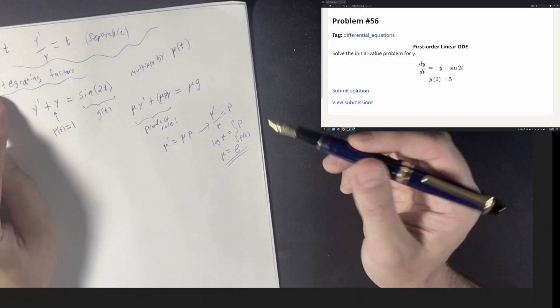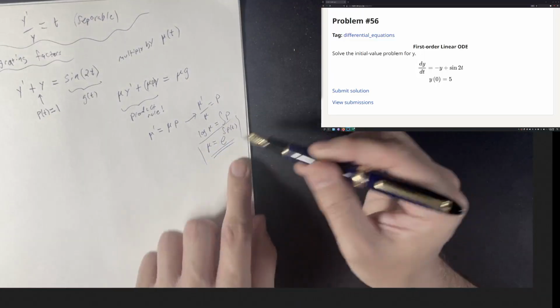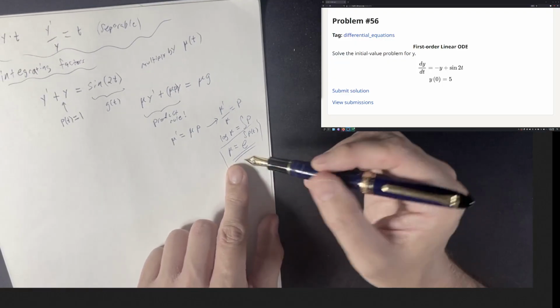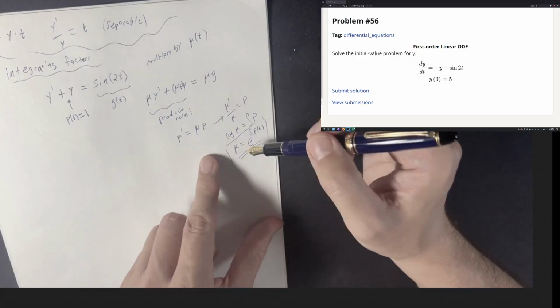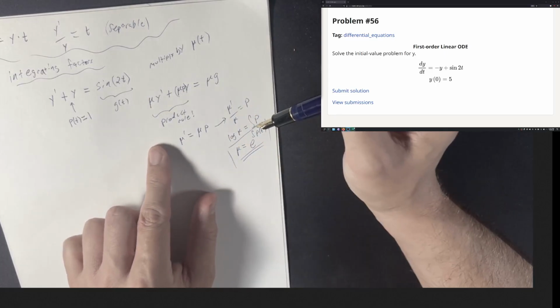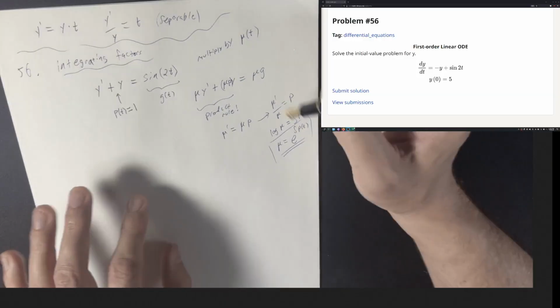So when you use this technique, the first step is to identify p, and then you take e to the integral of p. That's your function. That's what's called the integrating factor. Okay, so that's where it came from. It came from just multiplying by mu and saying to yourself, oh, the left-hand side is a product rule. So that's how we get that function. But then we're not done.